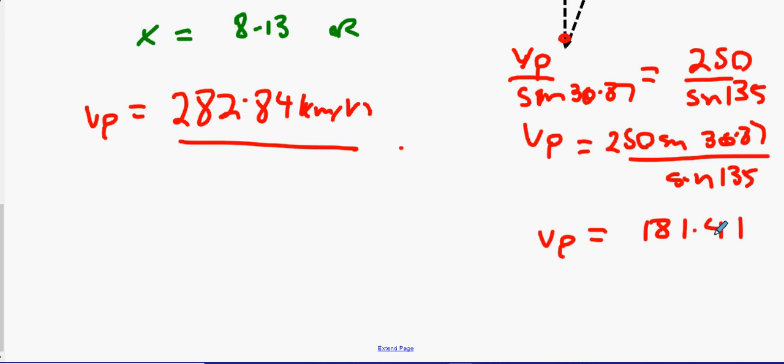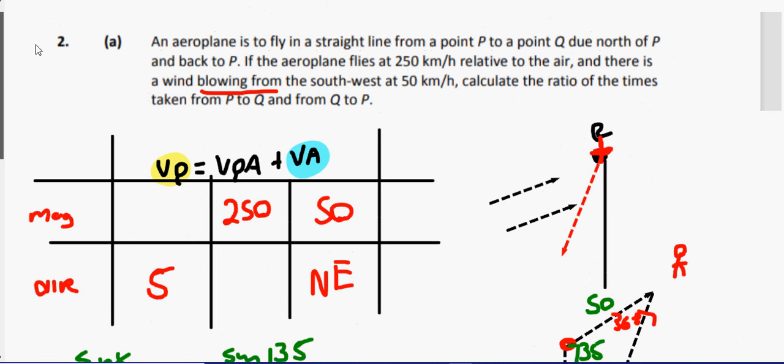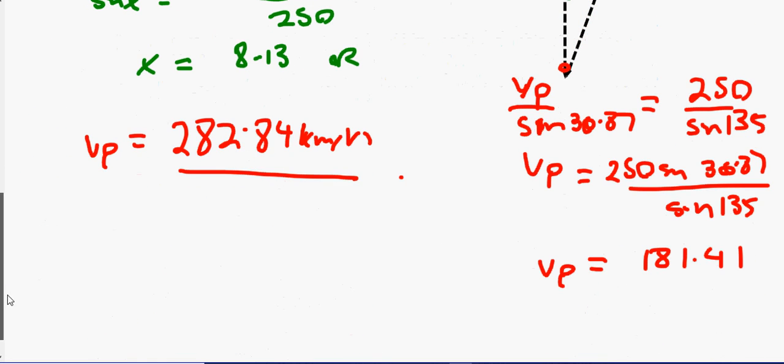Twice the speed, isn't it? Or no, it's not twice the speed. I thought it was for a second. Alright. It wants the ratios of time, doesn't it? Calculate the ratio of times taken from B to Q and Q to P. It's not 212. Can somebody have another go at that? 250 sine 36.87 divided by sine 135. So what is it? 212? 212.13. Alright.